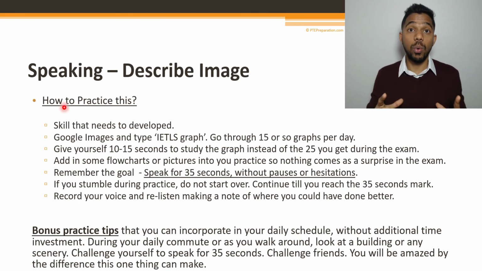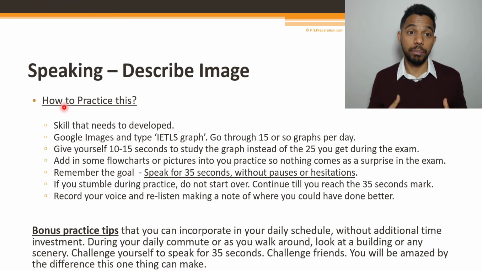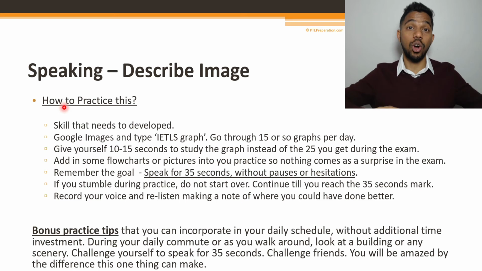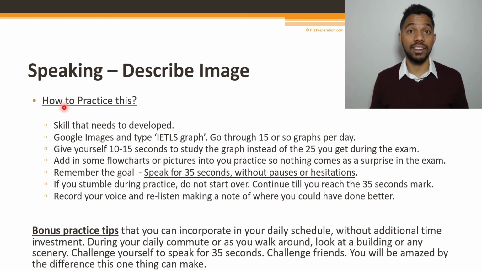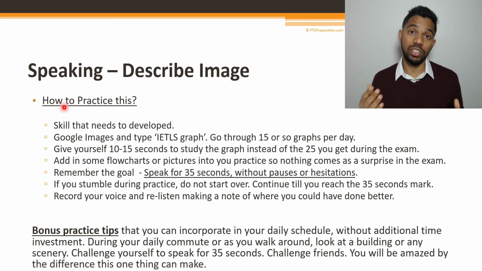Okay, now the number one thing to improve here in describe image is simply practicing more. Me personally, I used to struggle with this section a lot. I remember looking at graphs and taking time to analyze, okay, what should I be talking about? I used to have a lot of hesitations and pauses as I was giving my answer. But the more I practiced over a period of a few weeks, every single day, I saw myself getting better.